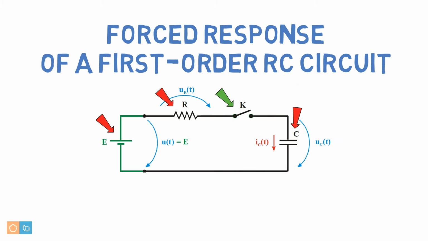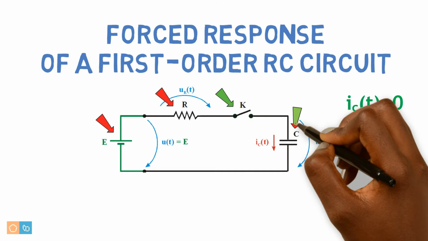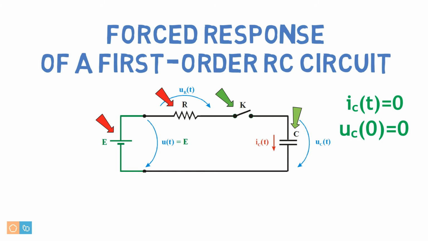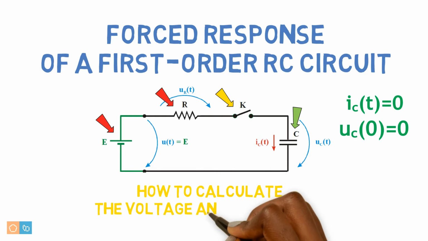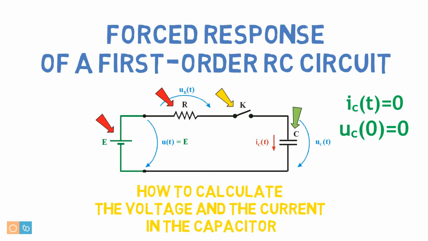The switch, K, is initially open, ensuring that the capacitor current, IC, is zero, and its voltage, UC, remains constant. The capacitor is completely discharged at time zero. At that instant, the switch, K, is closed and remains closed from that moment on. We want to know what happens to the voltage and the current from that instant onwards, that is, for t equal or greater than 0.